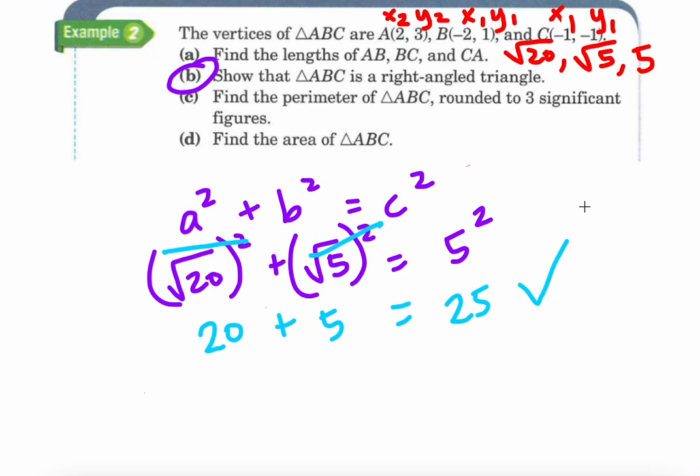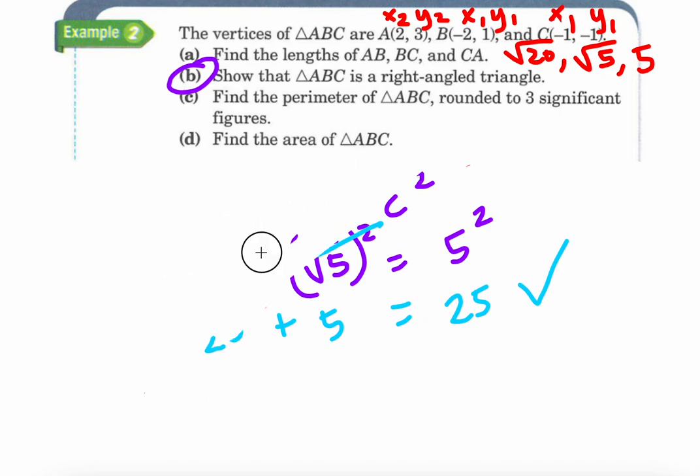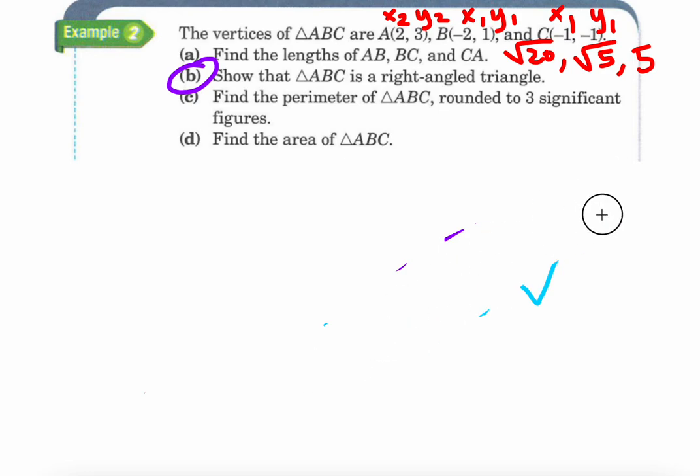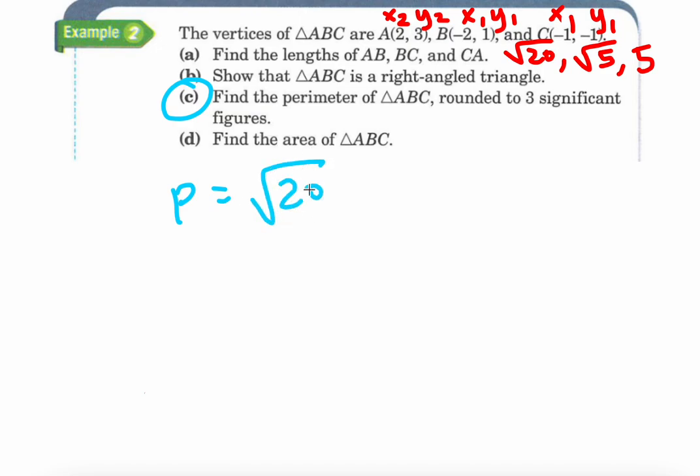Now we got to find the perimeter, rounded to 3 significant figures. I really like this purple and blue together, so I'm going to stick with it. We're on C now, finding the perimeter. Remember, perimeter means that you're adding up all your sides, okay? So I just have to add up all my sides. Round to 3 significant figures. So let's first set it up.